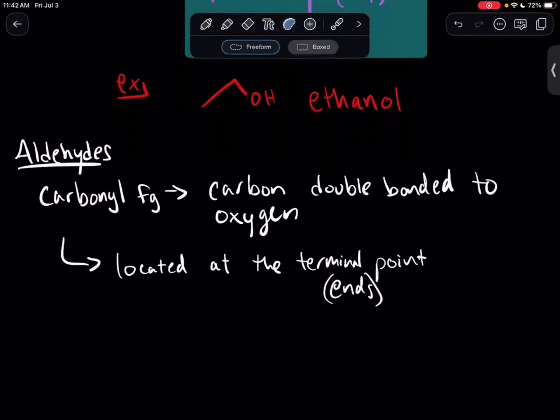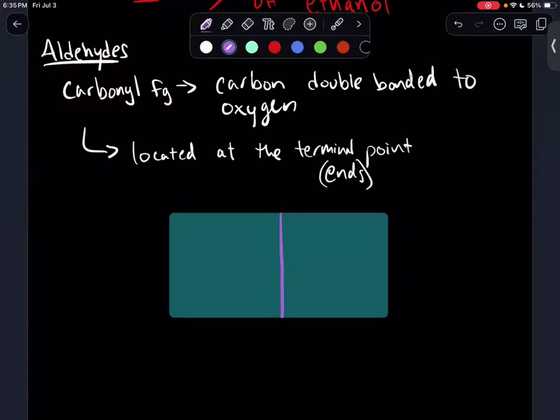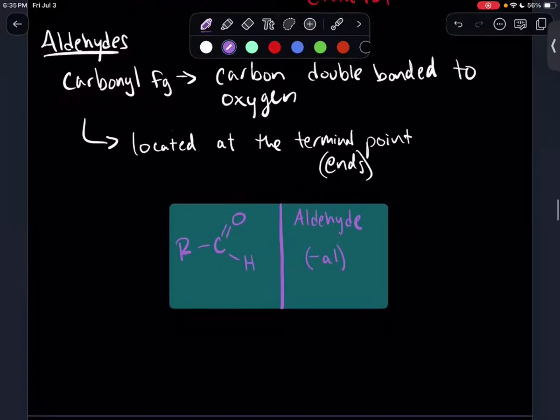I'm just going to jump straight into the note card. So this is going to look like R, single bond to a carbon, double bond to an oxygen, single bond to a hydrogen. Again, that is aldehyde. And the suffix we use is al, A-L. So alcohol was O-L, aldehyde is A-L.